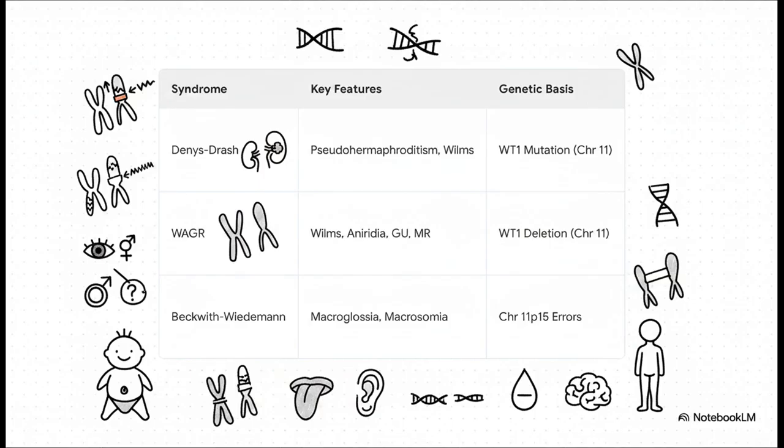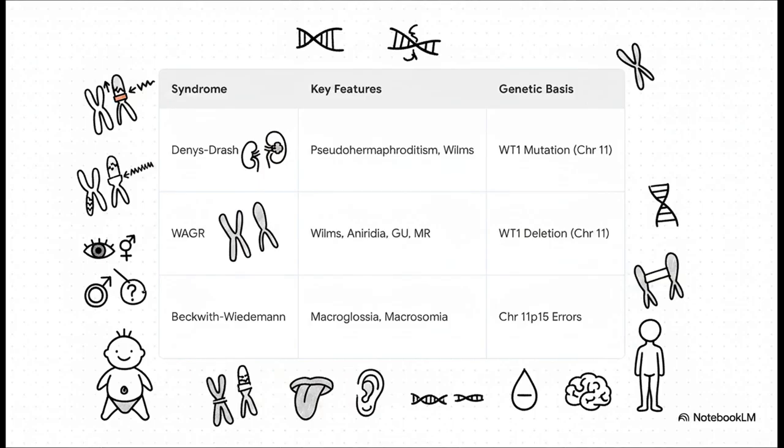Check out those first two rows, Denys-Drash and WAGR. Both are intimately tied to the WT1 gene on chromosome 11, and both present with Wilms tumor. But look closely at the clinical differences. Denys-Drash presents with pseudohermaphroditism, where the external genitalia just don't align with the genetic sex, and mesangial renal sclerosis. And crucially, it's driven by a WT1 mutation. Compare that to WAGR syndrome, which is driven by a WT1 deletion.